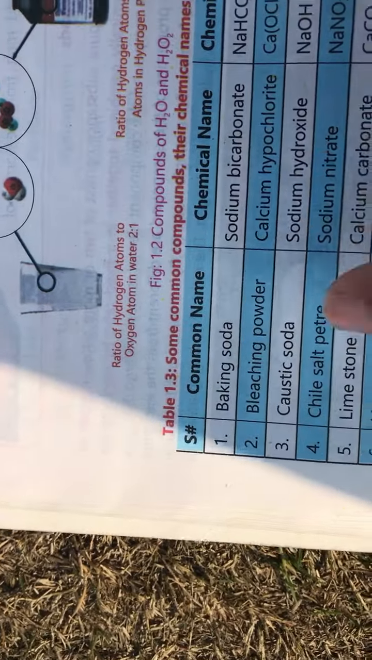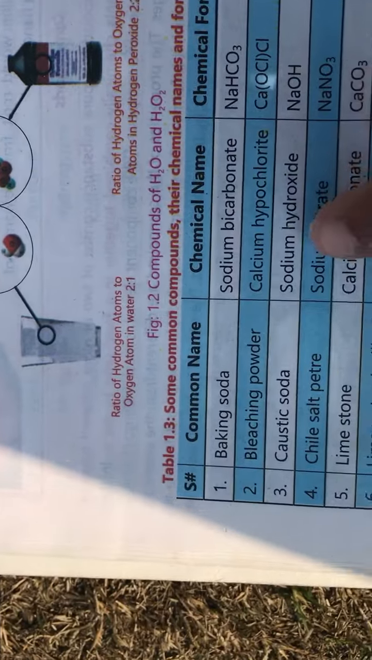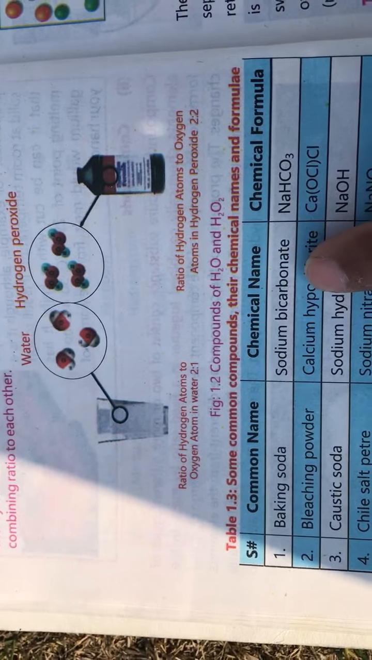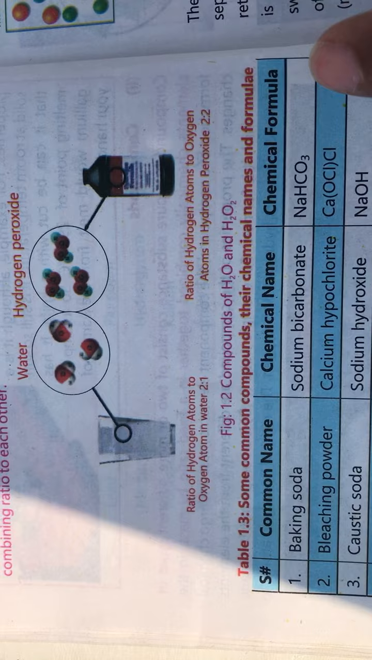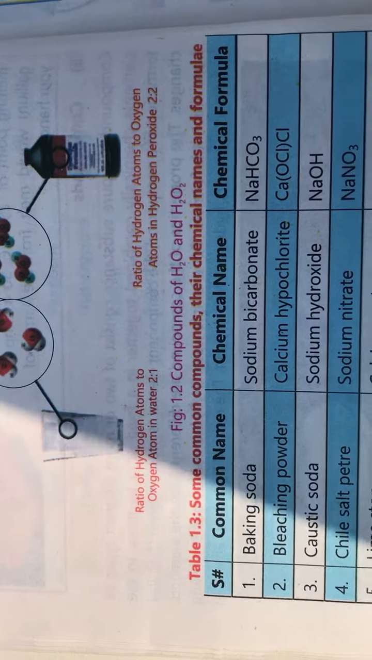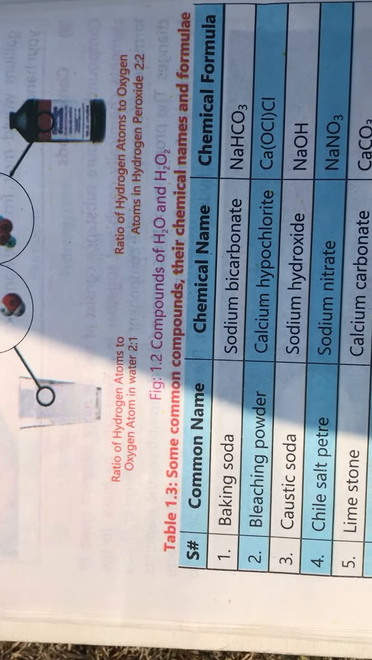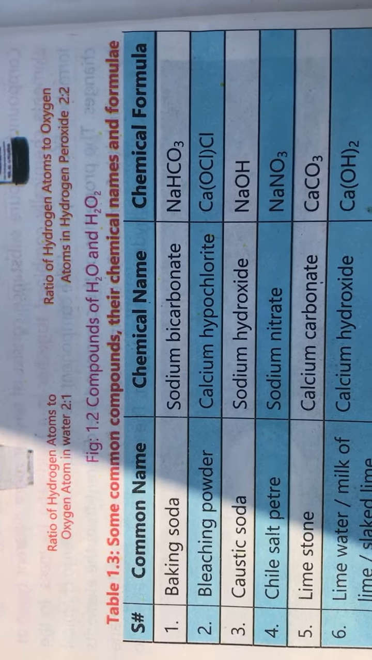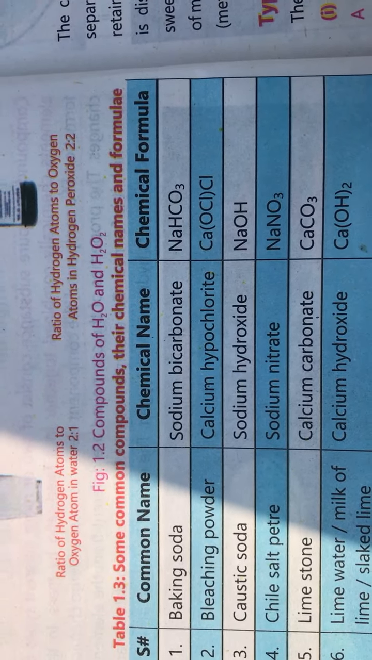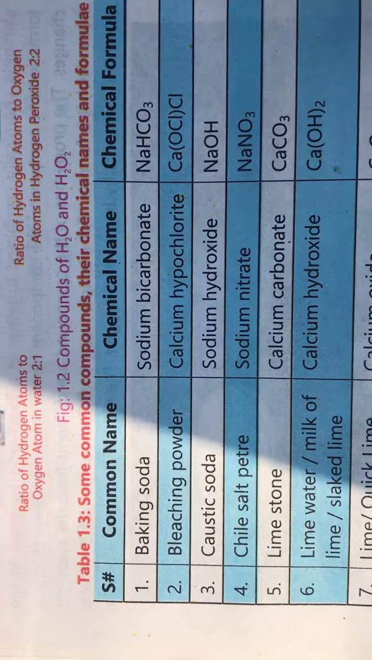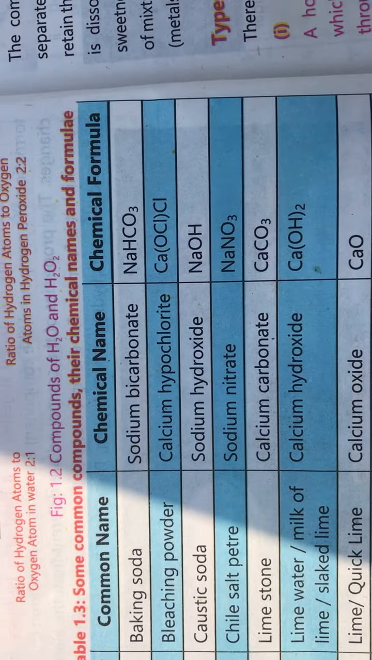Common name, chemical name and chemical formula. The common name baking soda has the chemical name sodium bicarbonate and chemical formula NaHCO3. Bleaching powder, calcium hypochlorite, Ca(OCl)Cl. Caustic soda, sodium hydroxide, NaOH, etc.